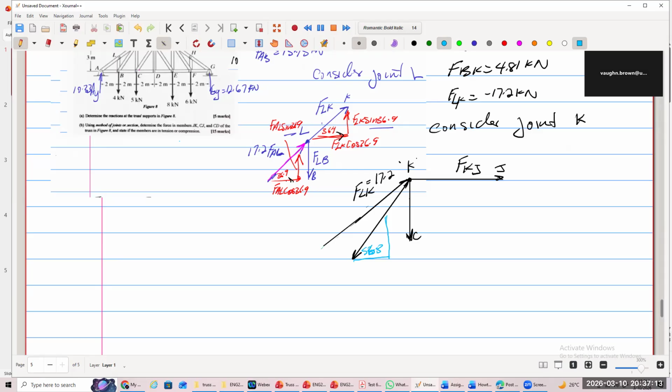While this one was the other angle. This one was another color. This one was 36.9. All right, very, very important.